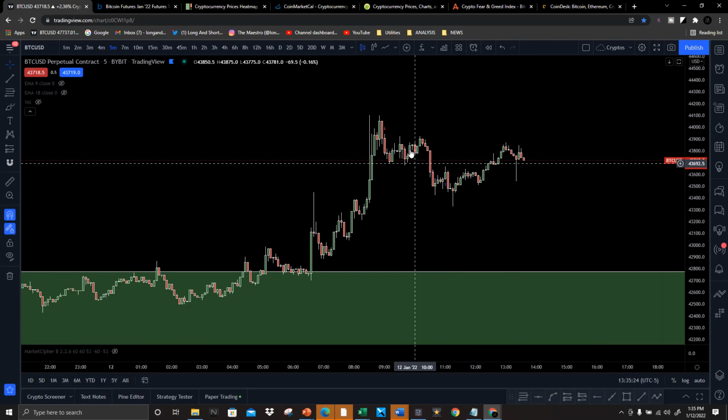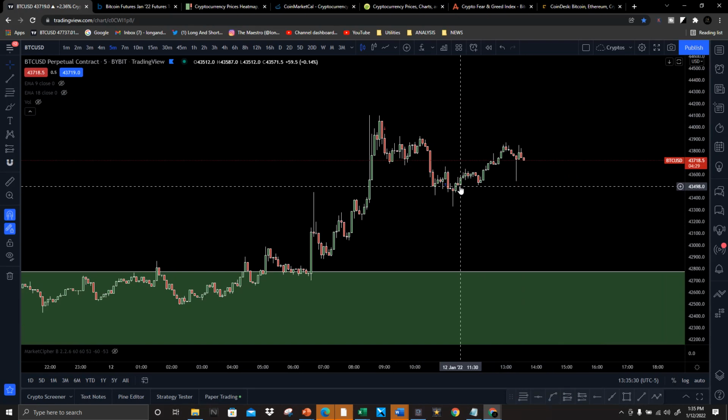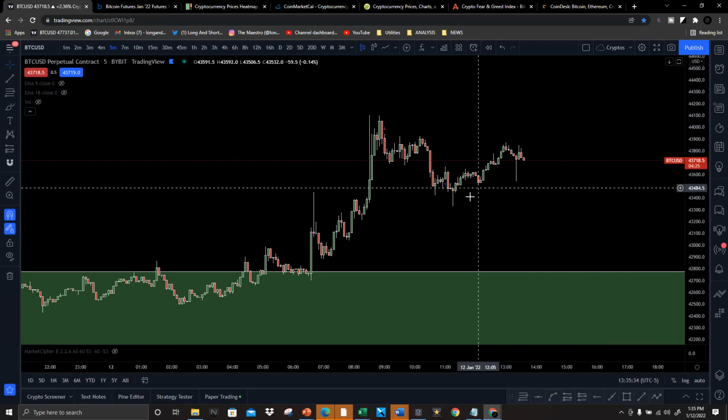What we see here is that price is starting to develop a bit of a range. You have equal highs created already. You have some lows here, equal lows essentially, right here so far. So I want to see how this plays out for the rest of the day.